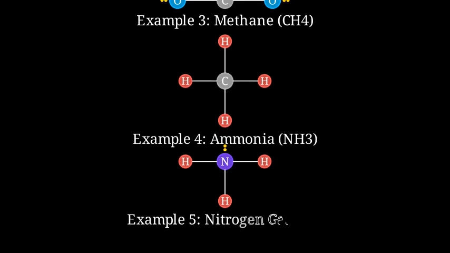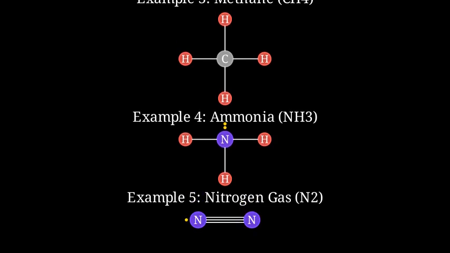Example 5, nitrogen gas, N2, shows a triple bond. Each nitrogen has 5 valence electrons, total 10. A triple bond shares 6 electrons, and each nitrogen keeps 1 lone pair.